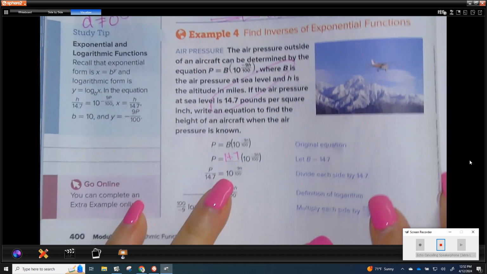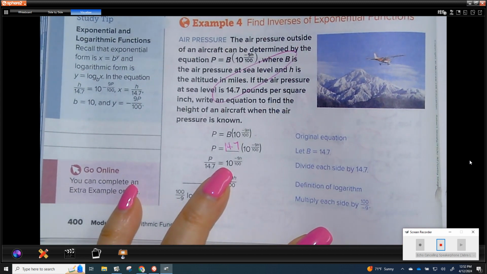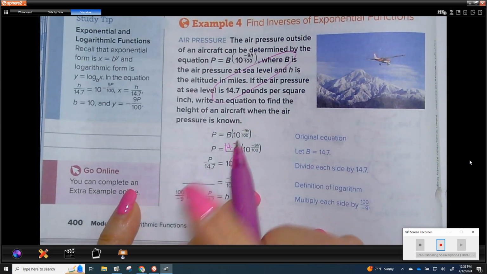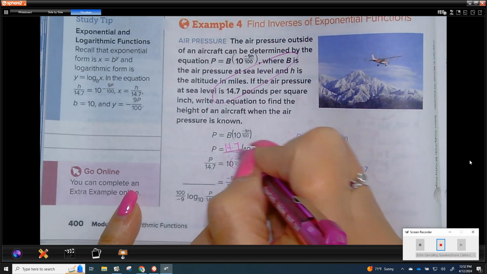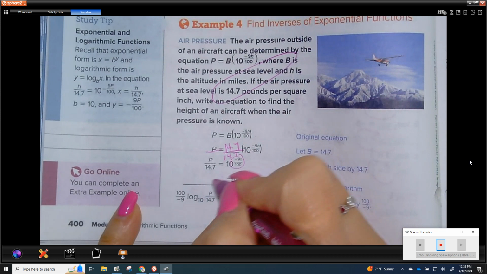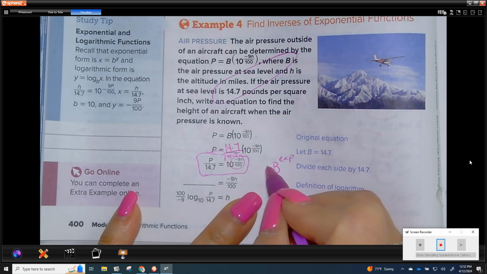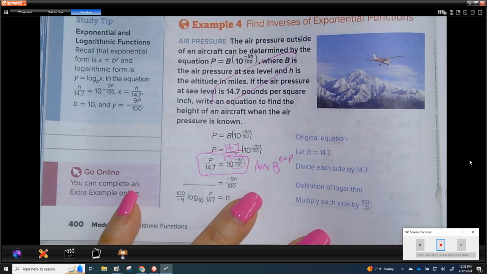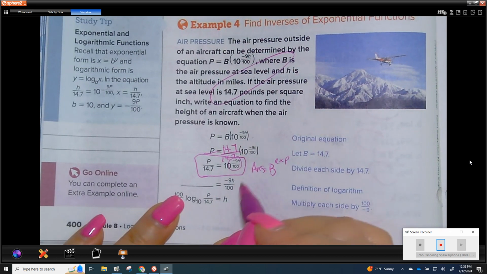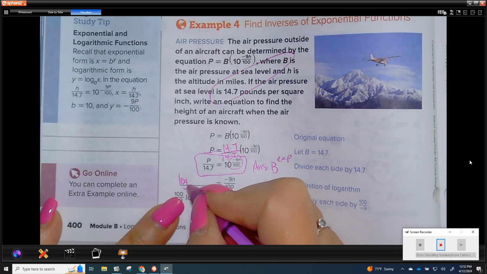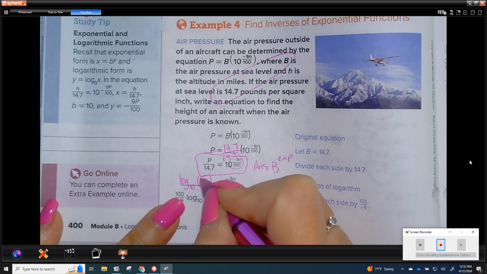In order to write to log form, you cannot write this into log form yet because you have more than just your base and exponent. That 9, this is all the exponent. So you got to get rid of this. So we're going to divide both sides by 14.7 and we get this part. Now we have base, exponent, and answer. So we could rewrite it as a log. So exponent is over by itself. This is the log. My base is 10. My answer is P over 14.7.